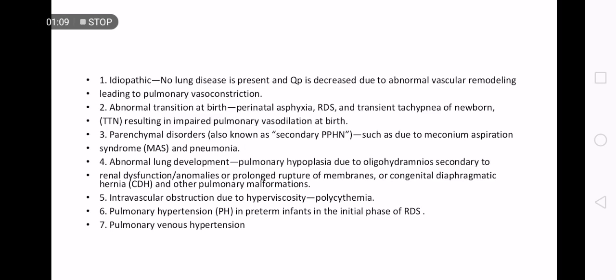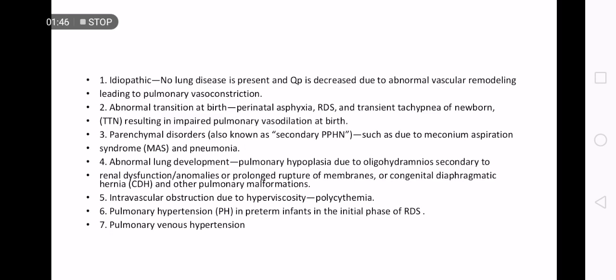The most common causes are: it might be an idiopathic cause; abnormal transition at birth due to perinatal asphyxia, RDS, or transient tachypnea of the newborn, resulting in impaired pulmonary vasodilation at birth; parenchymal disorders, such as meconium aspiration syndrome or pneumonia; abnormal lung development, pulmonary hypoplasia due to oligohydramnios secondary to renal dysfunction or anomalies, or prolonged rupture of membranes, or congenital diaphragmatic hernias and other pulmonary malformations.